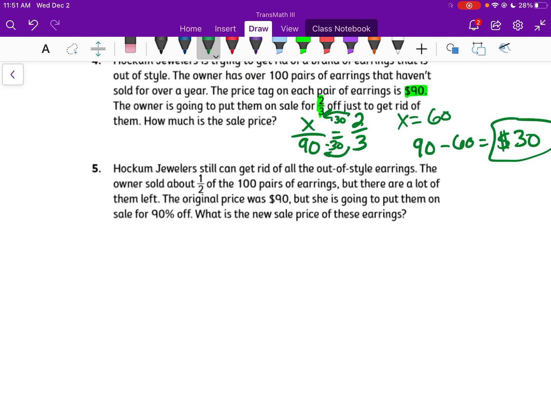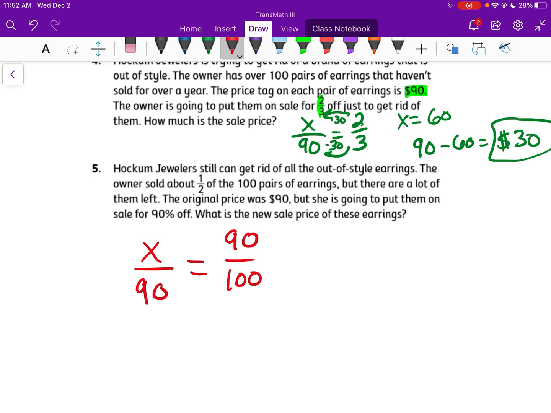All right, same store, still can get rid of all the out-of-style earrings. The owner sold about half of the 100 pairs of earrings, but there are a lot of them left. The original price was 90, but she's going to put them on sale for 90% off. So she changed it up. She wants to get rid of them. So she still got that original price of $90. And we don't know how much off in terms of dollars that is yet, but now she has a discount of 90%, so 90 over 100 in this case.